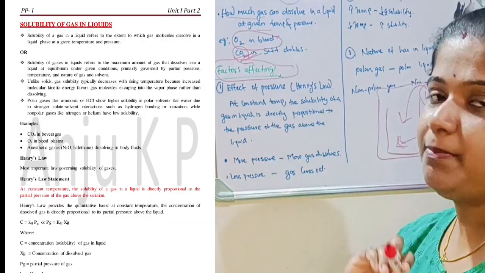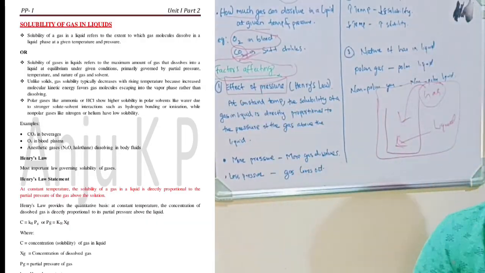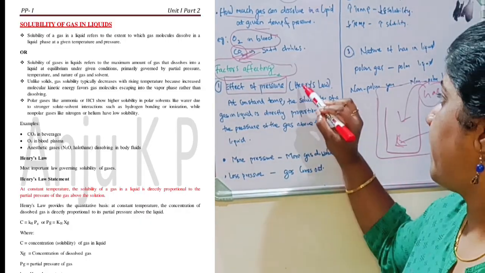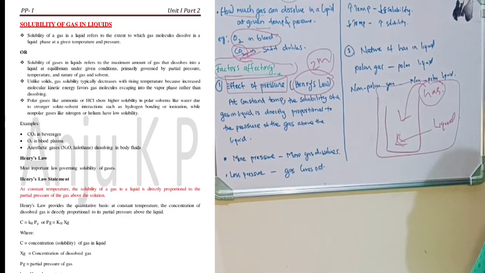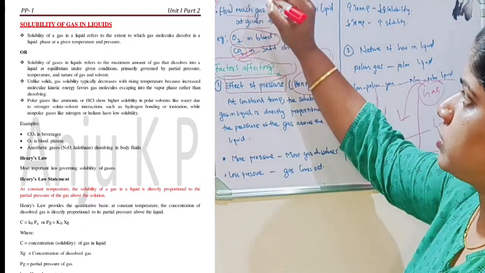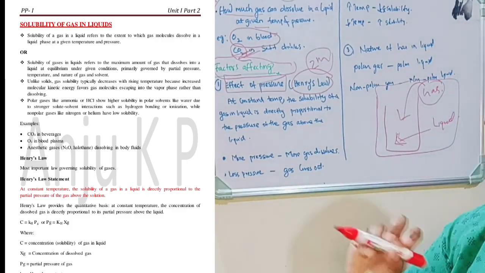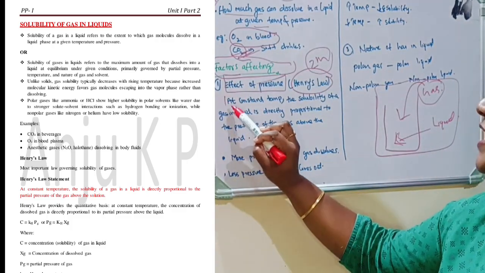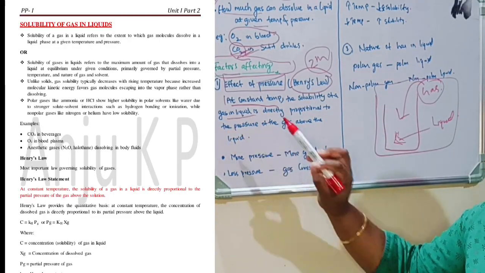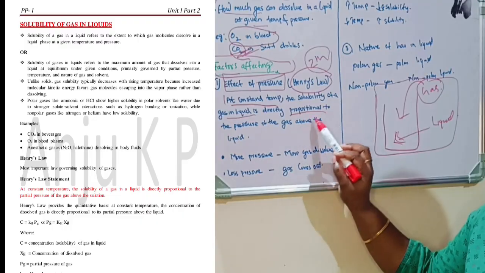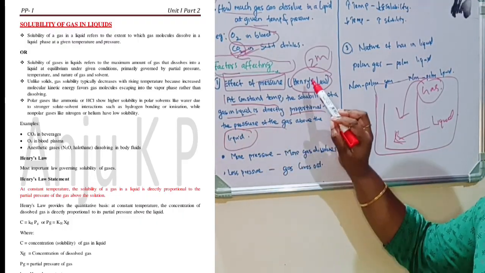Here the most important factor which you have to remember is the effect of pressure. In the effect of pressure, you have to remember Henry's law. This will come for 2 marks also. The overall solubility of gas in liquid is a 5-mark question. So for the 2-mark section, you have to remember Henry's law. So what is Henry's law? At a constant temperature, the solubility of a gas in a liquid is directly proportional to the pressure of the gas above the liquid. This is Henry's law.